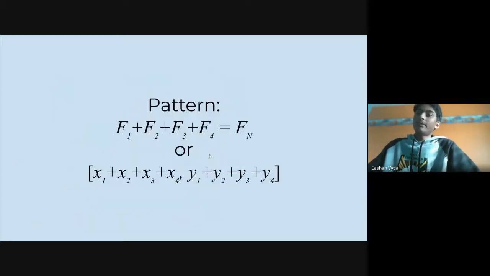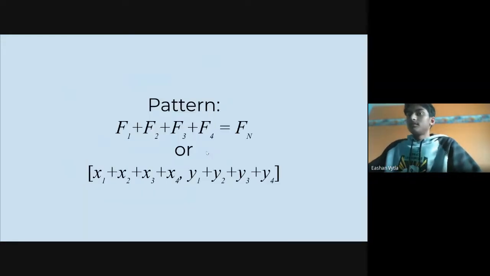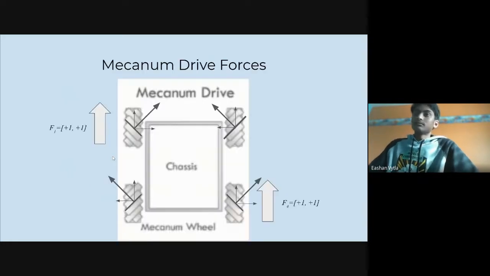So now we just found a pattern. If we add up all the forces, that equals the net force. The net force is also called the overall force of the robot, like which direction it goes. So F1 plus F2 plus F3 plus F4 are the different wheels: the first wheel, second wheel, third wheel, and fourth wheel. This is also equal to x1 plus x2 plus x3 plus x4, and y1 plus y2 plus y3 plus y4.